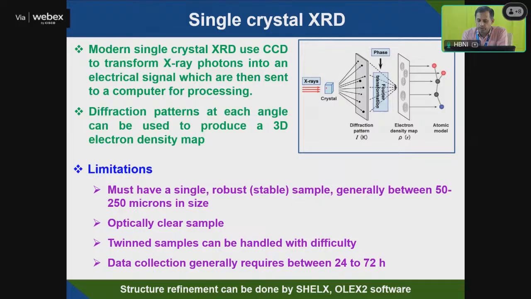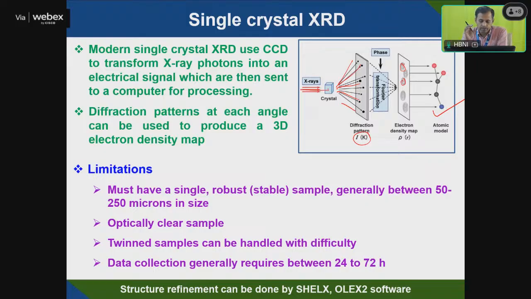Like here the sample is here, the X-ray is coming, then it's diffracted at different angles, and then there is the intensity I(k), which will be converted using a Fourier transform equation into an electron density map. From this electron density map, depending upon the electron density, whether it's a chlorine atom, a carbon atom, or a sulfur atom, whatever it may be, there will be different types of spots you will see. So finally, with atomic modeling, you can predict the unknown structures.